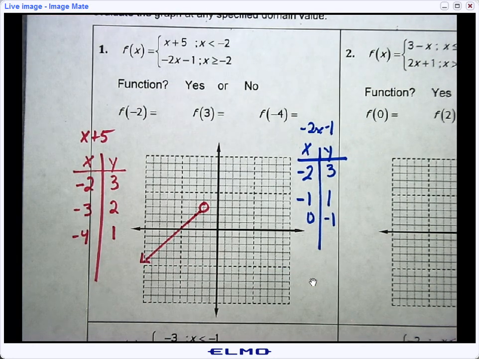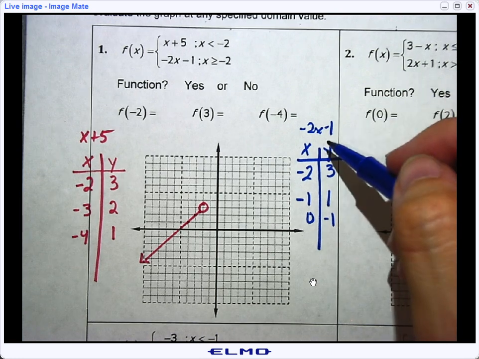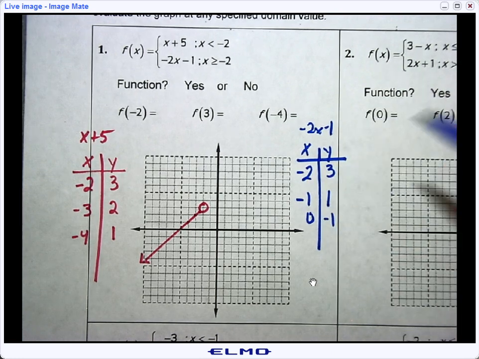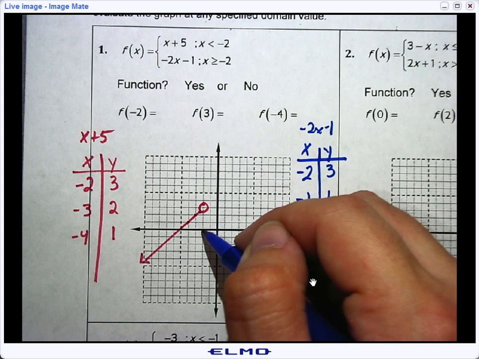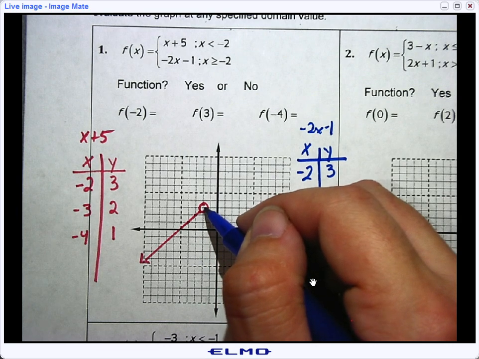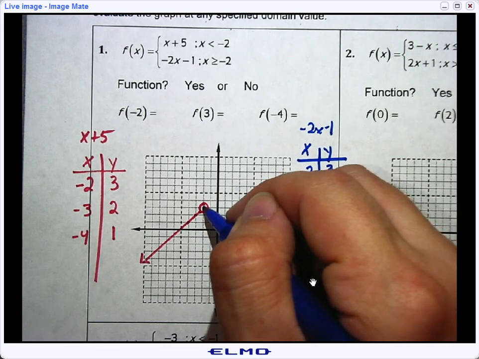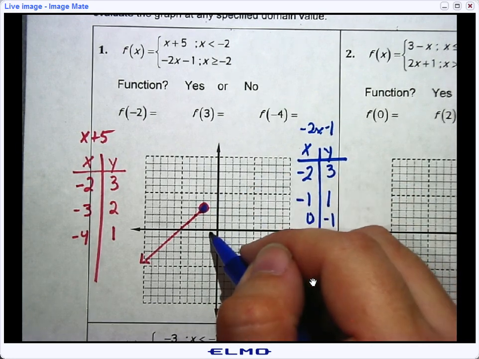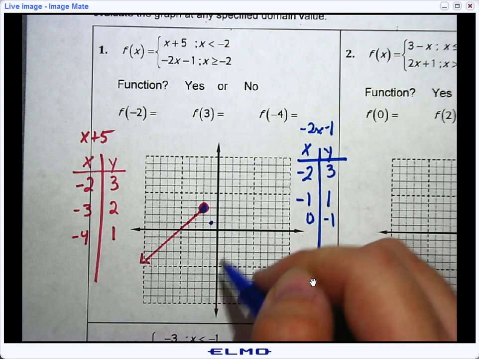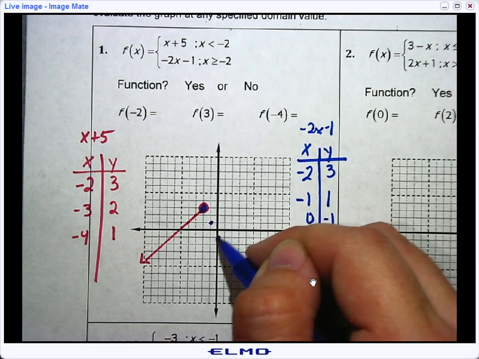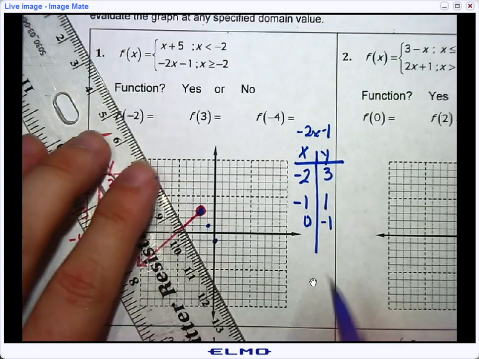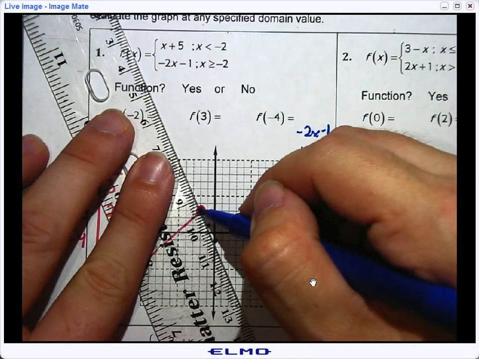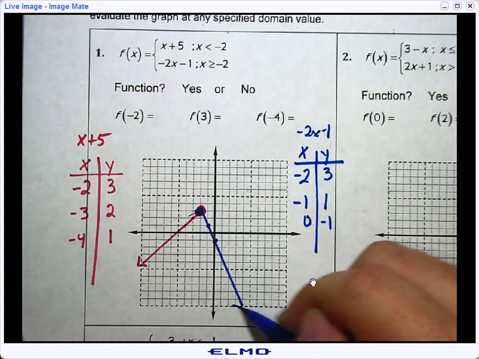And now same thing for the other function. Again, I'm going to have a point at -2, 3. 1, 2, 1, 2, 3. Now this one is going to be a closed circle. So it kind of fills in that open circle, which is fine, that happens. And then -1, 1, and then 0, -1. Then I'm going to connect those to get the other half.